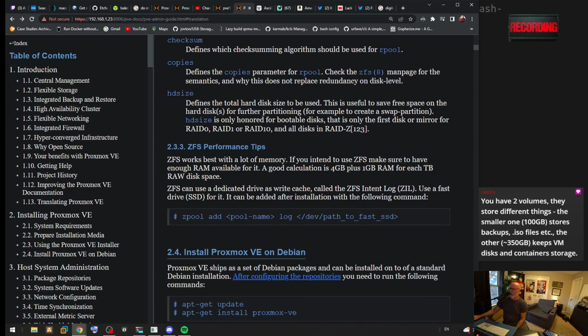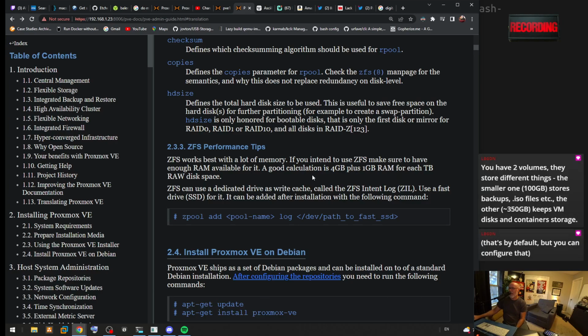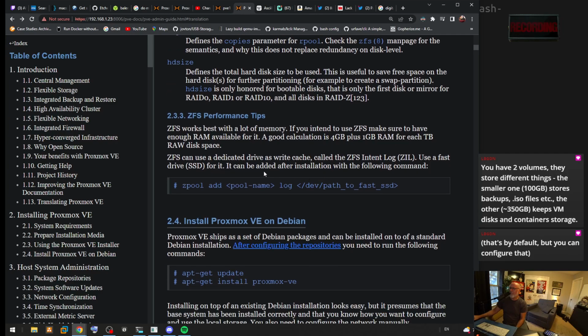ZFS performance tips. ZFS works best with a lot of memory. If you intend to use ZFS, make sure you have enough RAM available. A good calculation is 4 gigabytes plus 1 gigabyte of RAM for each terabyte of raw disk space. ZFS can use a dedicated drive to write cache. I think I'm just using ext4, right, which is the default. LVM and ext4.